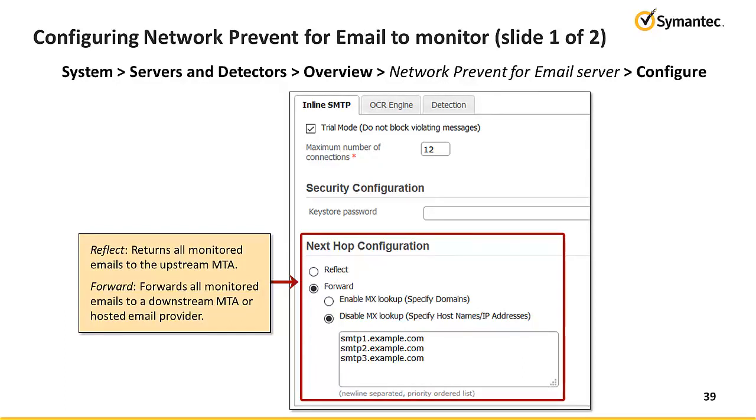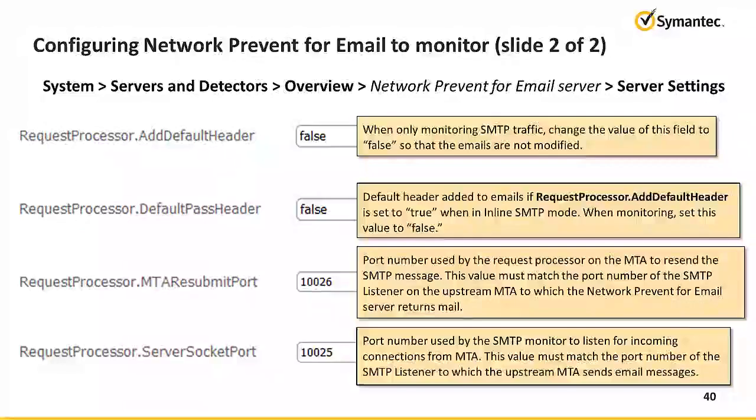For more detailed information on MTA configuration options, refer to the Symantec Data Loss Prevention MTA Integration Guide for Network Prevent for Email. After you have saved your changes to the Network Prevent for Email server configuration, as in the previous slide, click Server Settings, and then make the following changes to the Network Prevent for Email server settings.